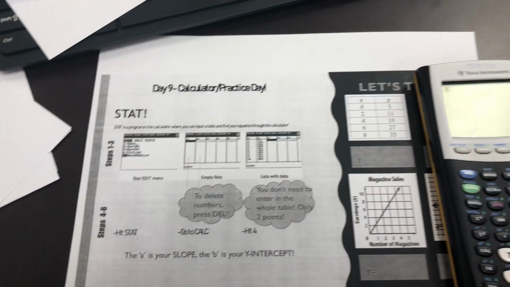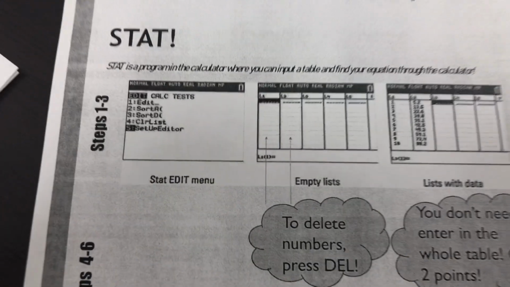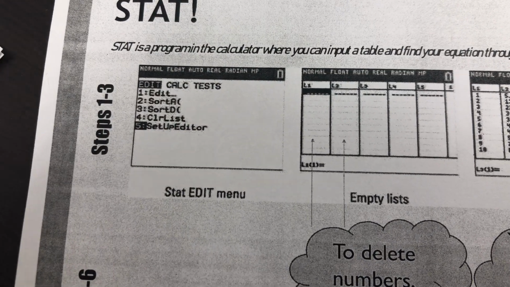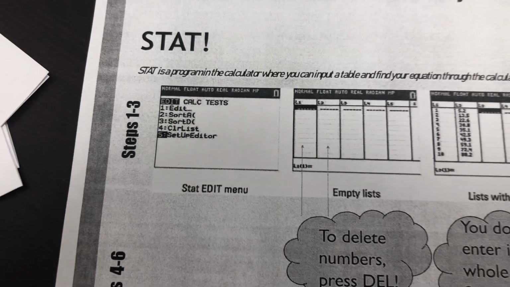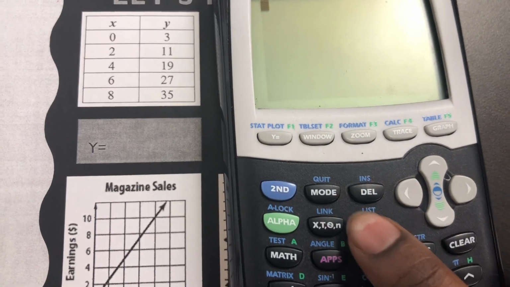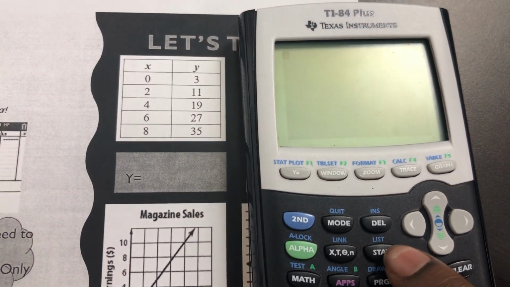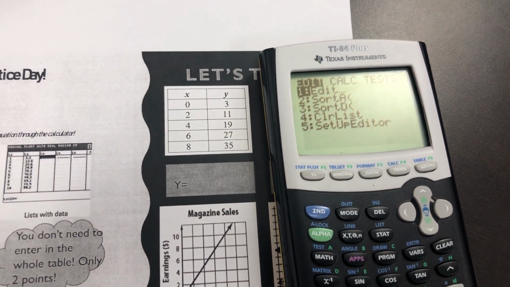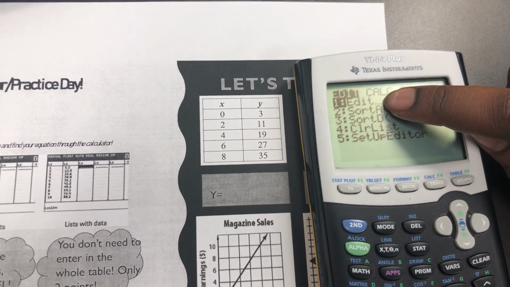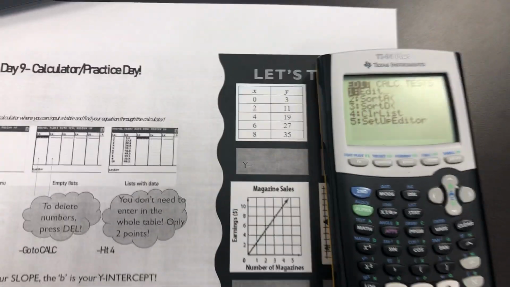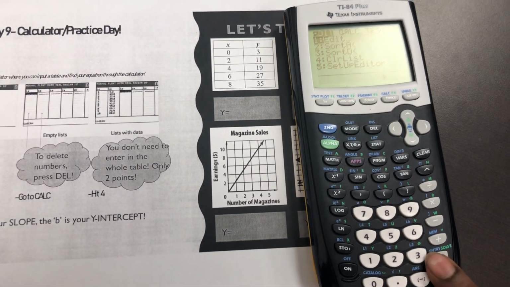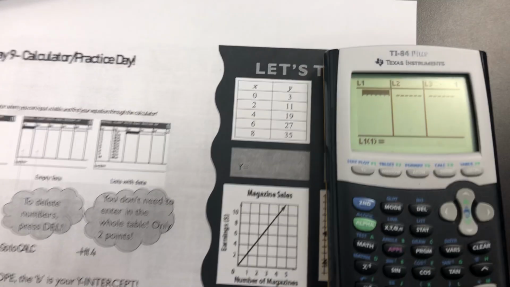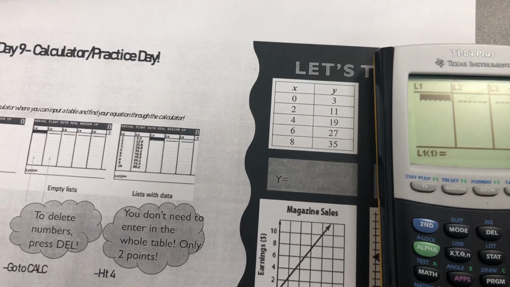All right, so our first step that they want us to do here is to press stat and then the edit menu. So you're going to press on your calculator, make sure it's on. You're going to press the button that says stat, which is right here, S-T-A-T, stat. It is then going to give you this little highlighted section that says edit. You're going to just press enter. So enter.